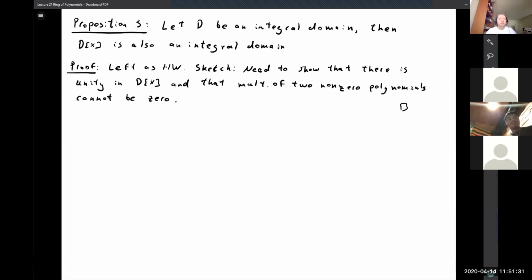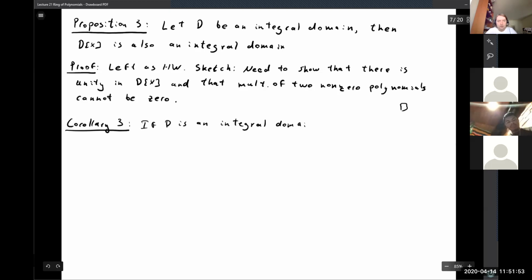And in light of the previous slide, we immediately get a corollary. If D is an integral domain, then so is D[x1,...,xn], the ring of polynomials in several variables over D. So we immediately get that it cannot have zero divisors.